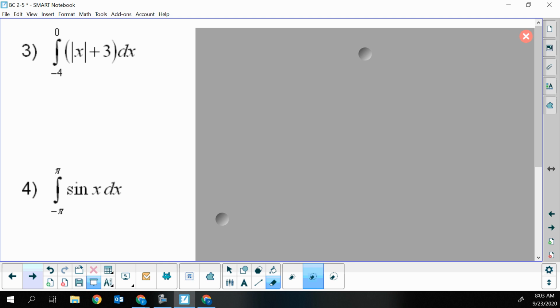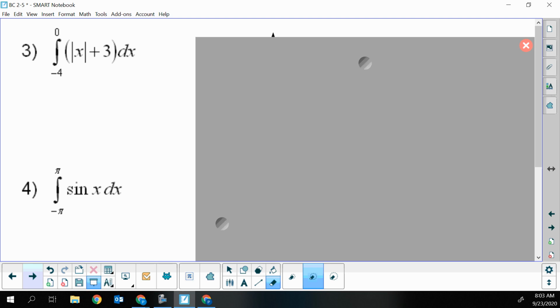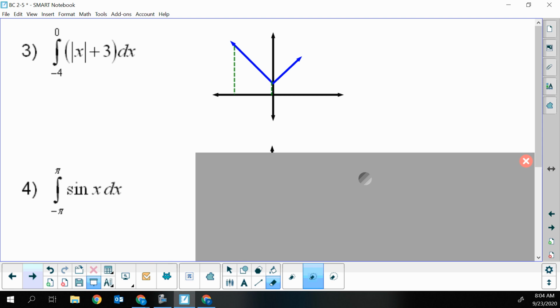Okay, so for this next one, we've got an absolute value graph that's shifted up 3. So there's our graph there. So this value is 3, we know. And we're going from negative 4 to 0. So notice we're only doing this part to the left of the y-axis. Well, you can do this one of two ways. We've got a trapezoid. Your trapezoid formula is 1/2 height times base 1 plus base 2.